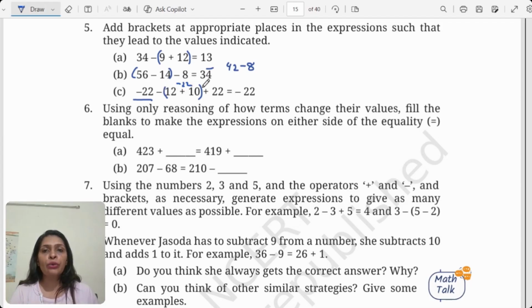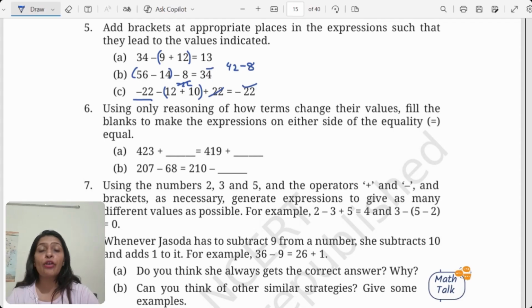So it is minus 22 and this is plus 22. They can cancel each other, means they will make up 0, and hence we will get the answer, that is minus 22. Getting it? So this is how we can work on this question. Okay. Similarly, now we have the question number 6.